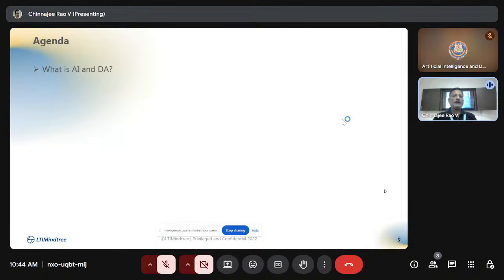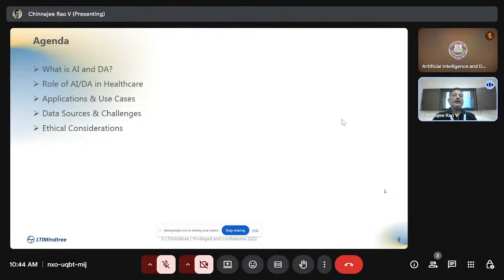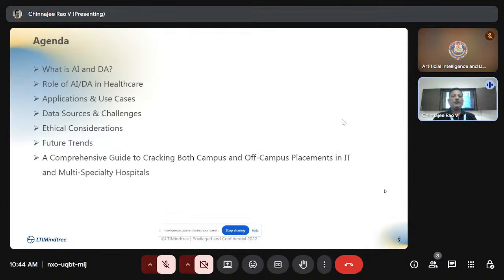So the agenda is: first I will start with what is AI and DA. Then I will go with the role of AIDA in healthcare. Then applications and use cases, which I think is very mandatory to learn for AI and DA. Then data sources and challenges. What are the data sources currently available? What are the challenges and why are they moving from existing systems to AIDA? Then ethical considerations, then future trends, then a comprehensive guide for cracking interviews for IT, multi-specialty hospitals, etc. Then a Q&A session. So these are the topics I planned. Let me start.